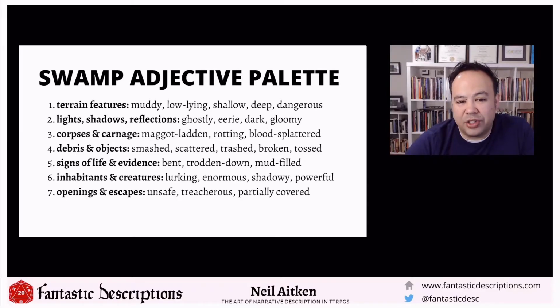Lights, shadows, reflections. Undoubtedly, there's something ghostly, eerie, dark, gloomy. Perhaps that's the type of swamp I want to build. Corpses and carnage. When I think about corpses, probably they're maggot laden. That's a great descriptor. You encounter a maggot laden body, half buried in the swampy marsh. You find something rotten, blood splatter. These are descriptors that add to a dark feel to what the swamp would be like. A lot of decay, a lot of rot. We're starting to border on smell, but that's okay. These things get tied together.